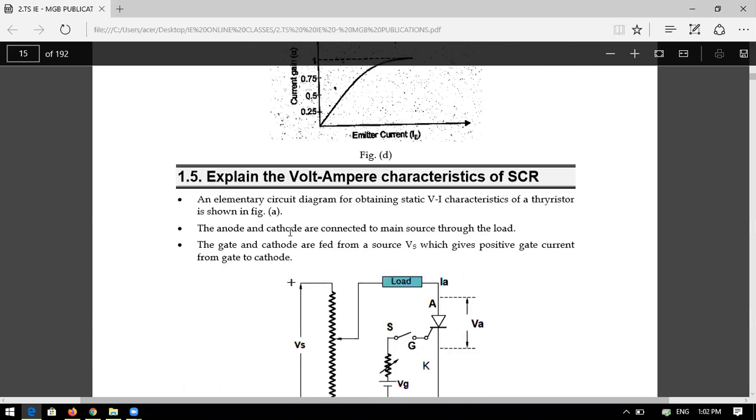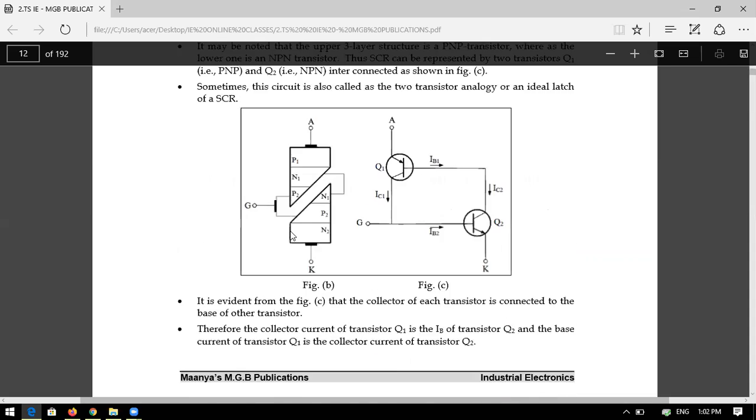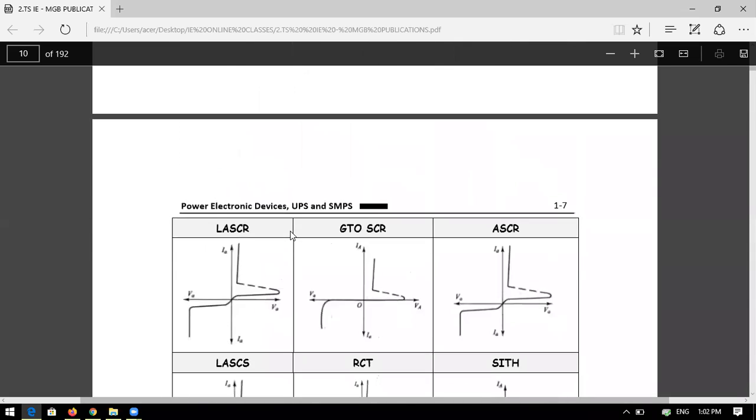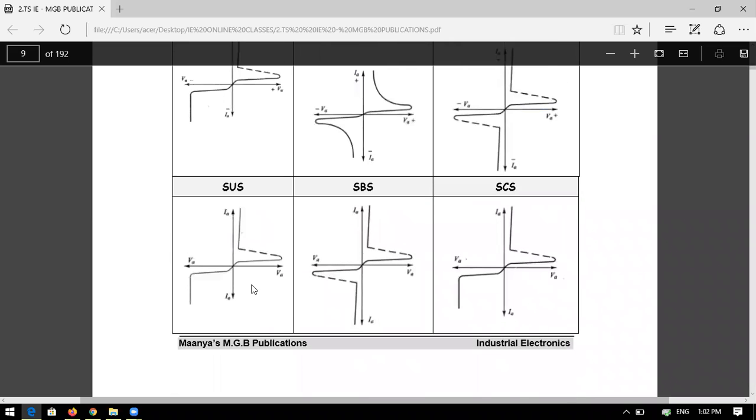previous class, we have characteristics and also symbols. Below the symbols we have the characteristics. So if you look at SUS, this is the characteristic. SUS has characteristics like an SCR only. Correct? SBS has characteristics that are the same as a mirror image of the first quadrant. Correct or not? The first quadrant characteristics of the SCR are mirrored in the third quadrant, because it will run in both directions. That is the reason we have the same characteristics in the forward direction as well as the reverse direction.